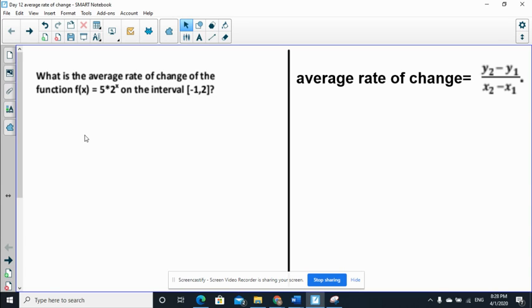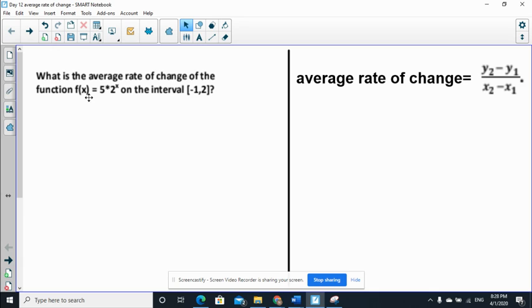Good morning, and today we will work on day 12 in your packet. It's April 2. What is the average rate of change? So, our work today is how to find the average rate of change.